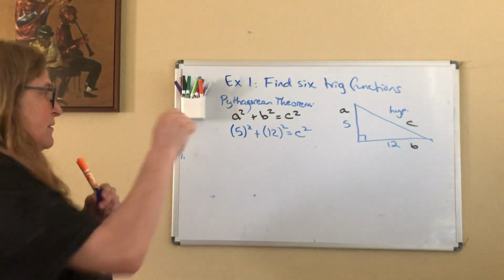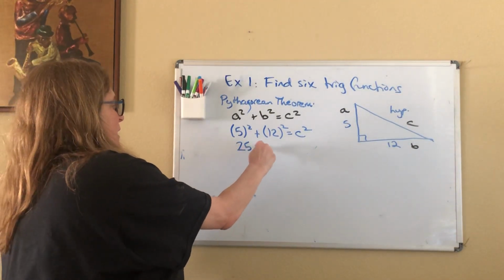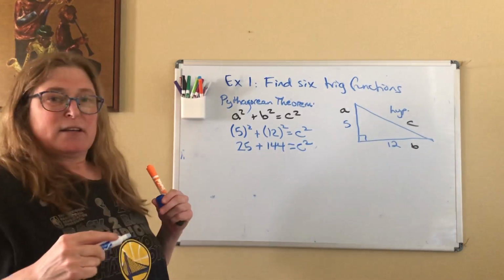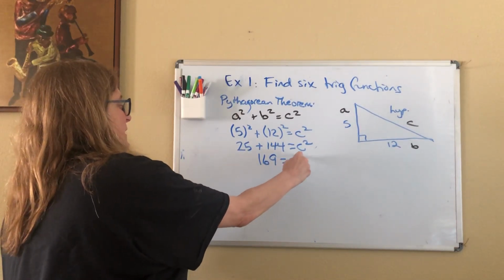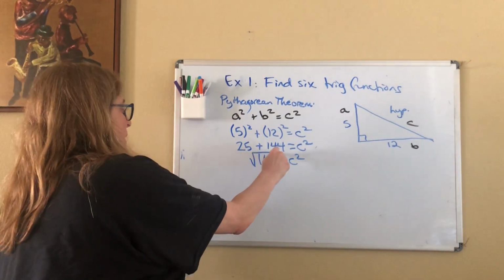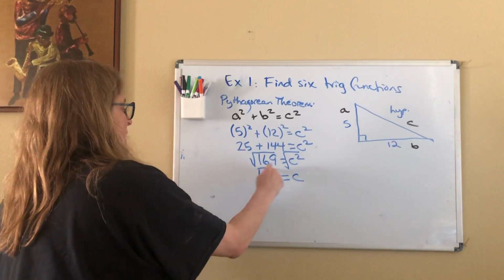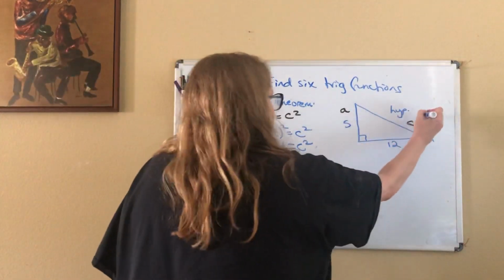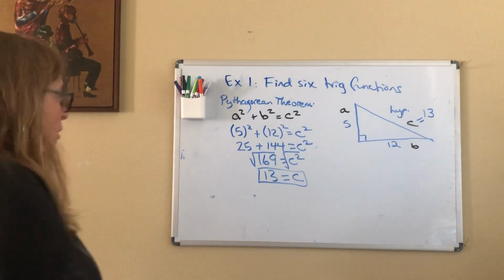Right? Once we do that, we do our exponents first. So we know 25 plus 144 equals C squared. Okay, and then if I add those up, I get 169 equals C squared. And we all know how to undo a square, and we do it by square root. So 13 is going to equal C. So that's our first step. Right, now we know that this is 13. So that now we have all 3 sides, so we can do all the trig ratios.